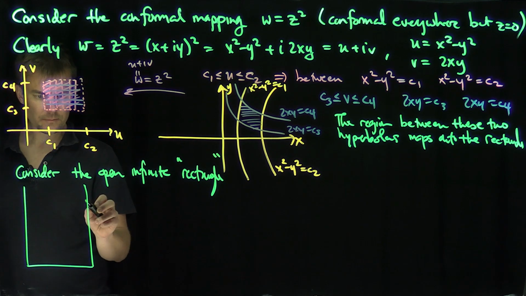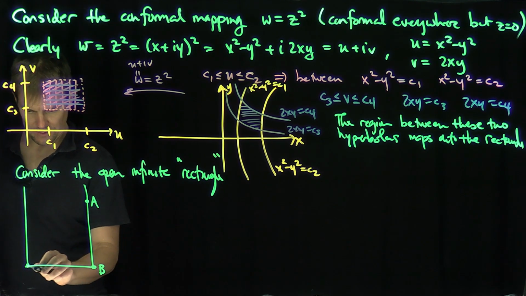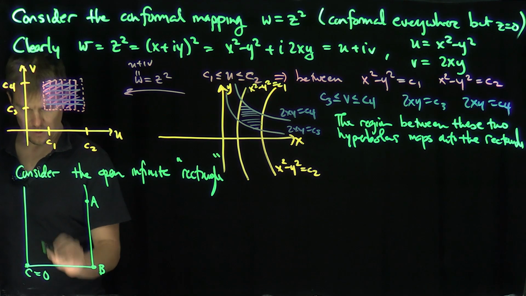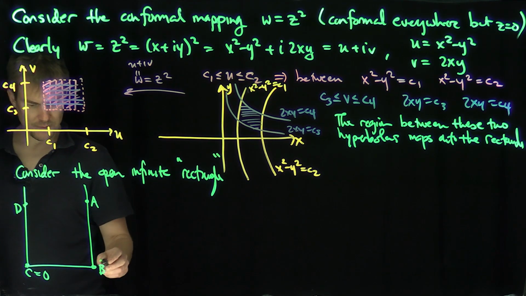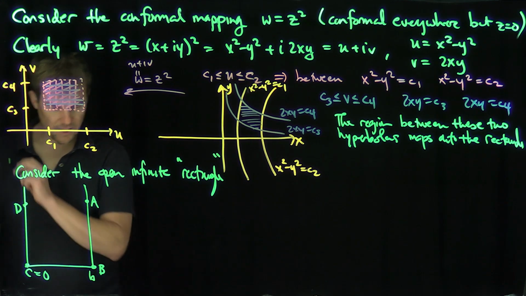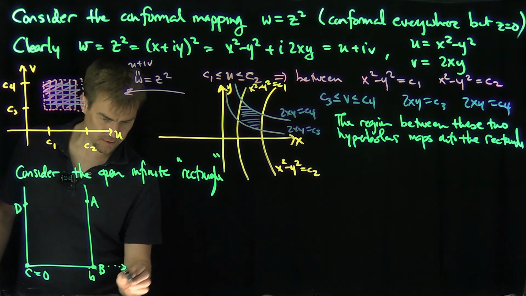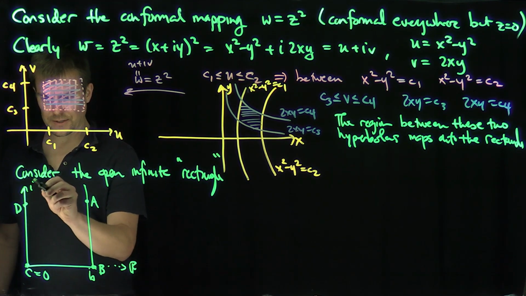Okay. Here's a point A, here's a point B, here's a point C, which is going to be the origin, and then here's a point D, okay? I'm going to call this value over here little b. That's the x value, little b. So of course the real axis is over here. This is the real axis. This is the imaginary axis, right?